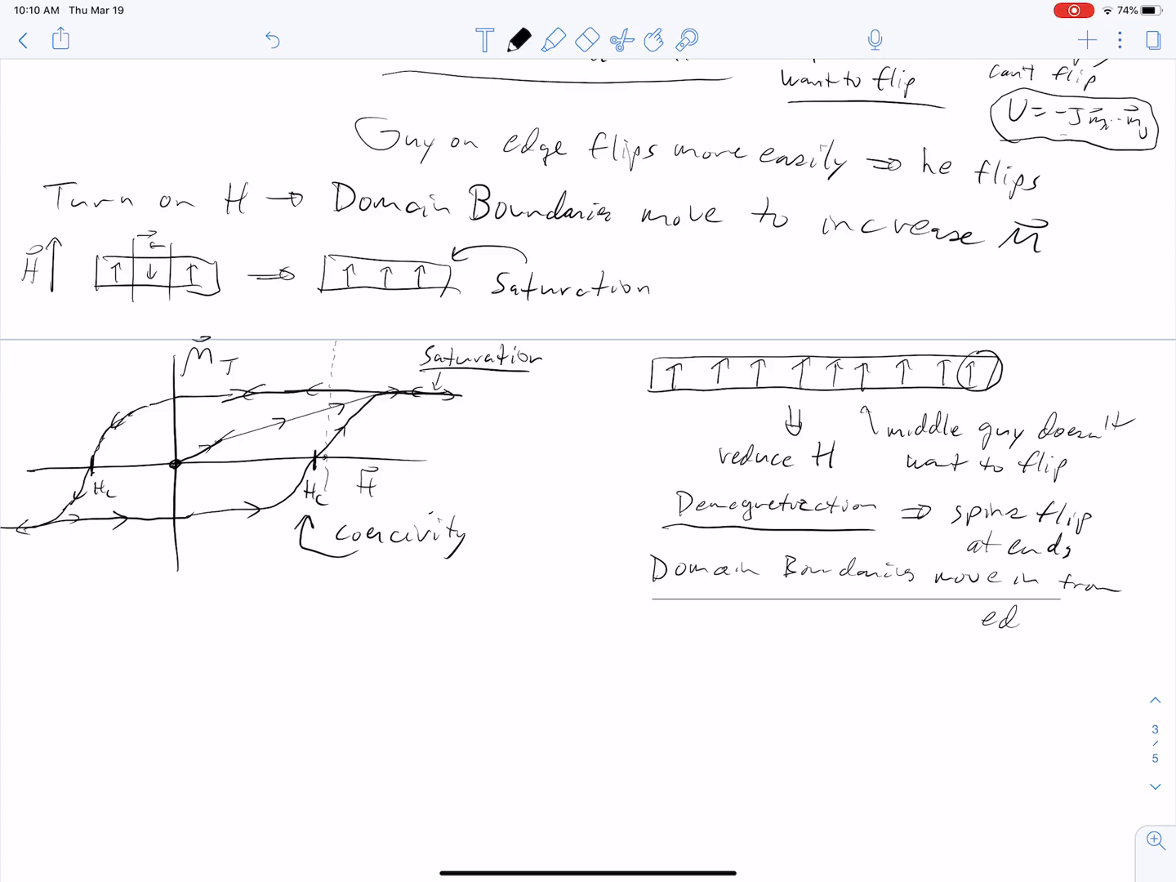And this we call the remanence, M naught, negative M naught, the remanence, because that's the part that remains when the applied field is zero. And so we call this hysteresis.